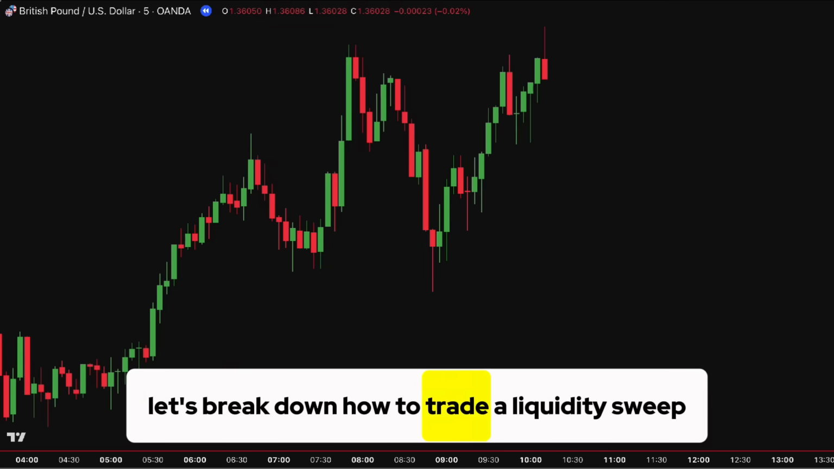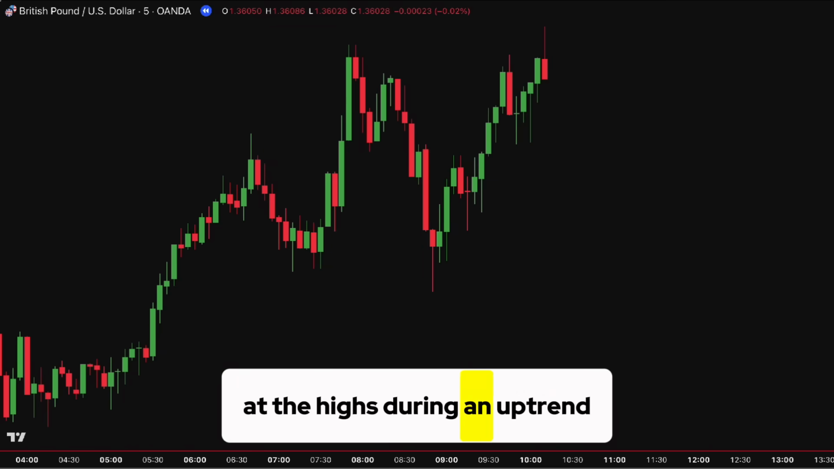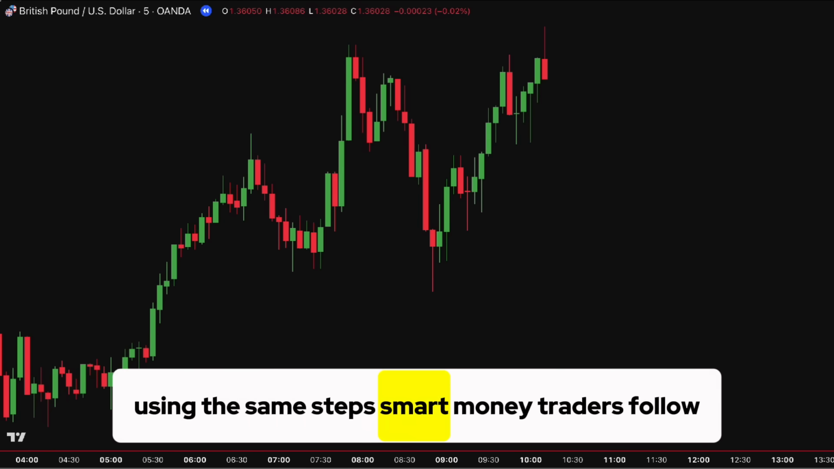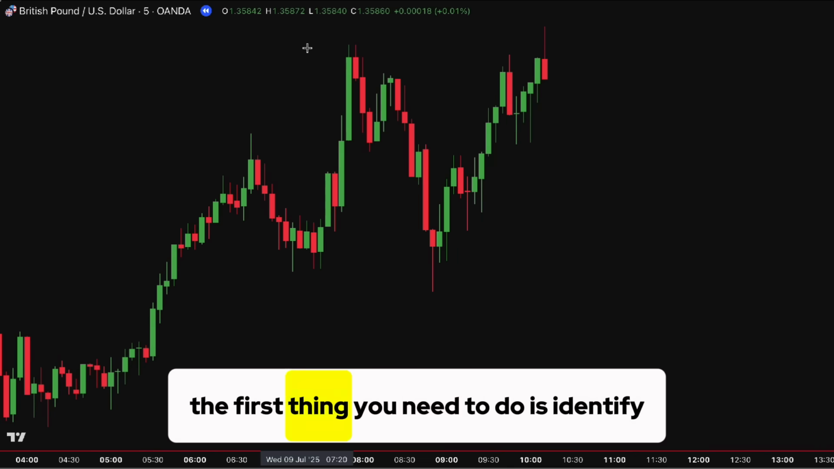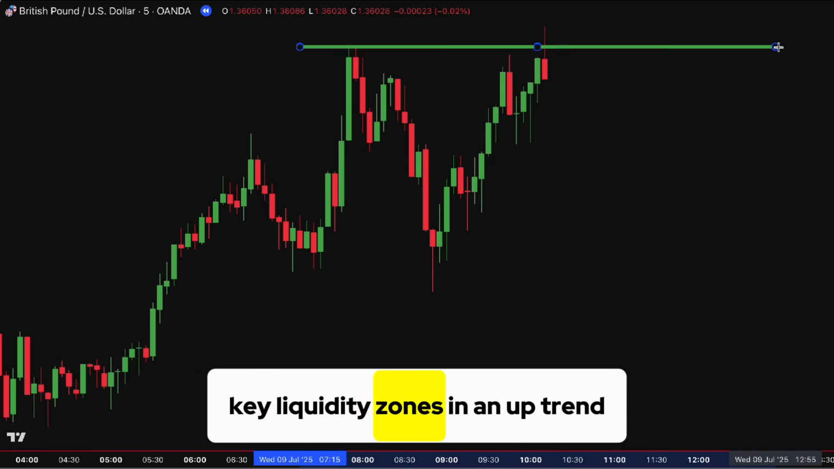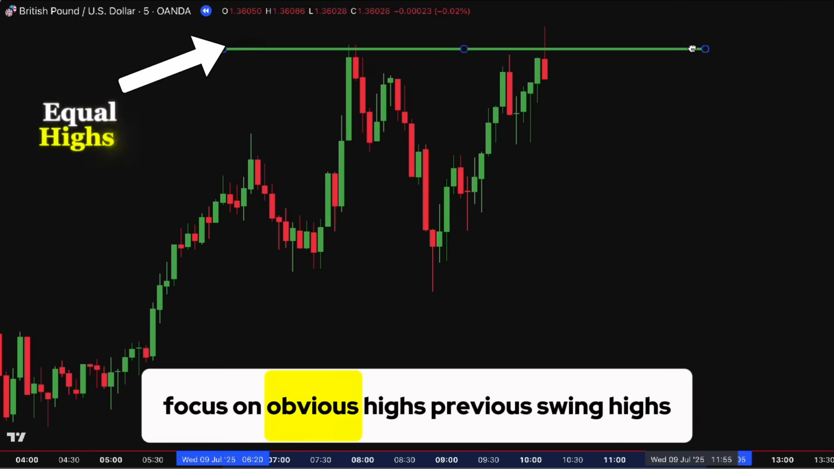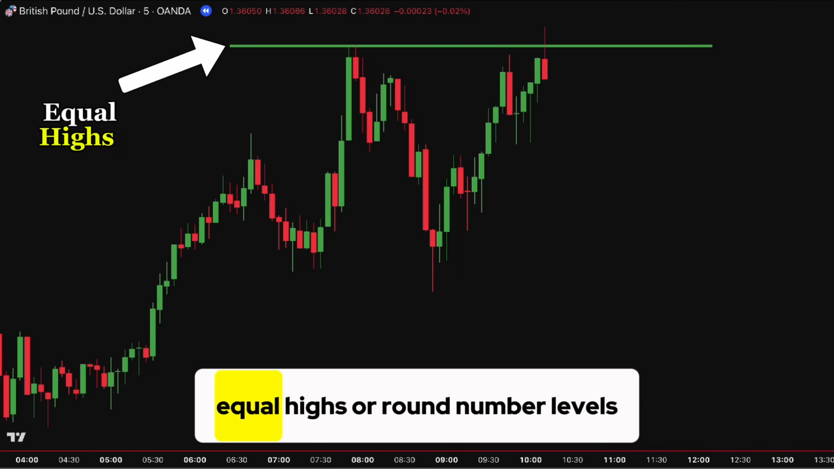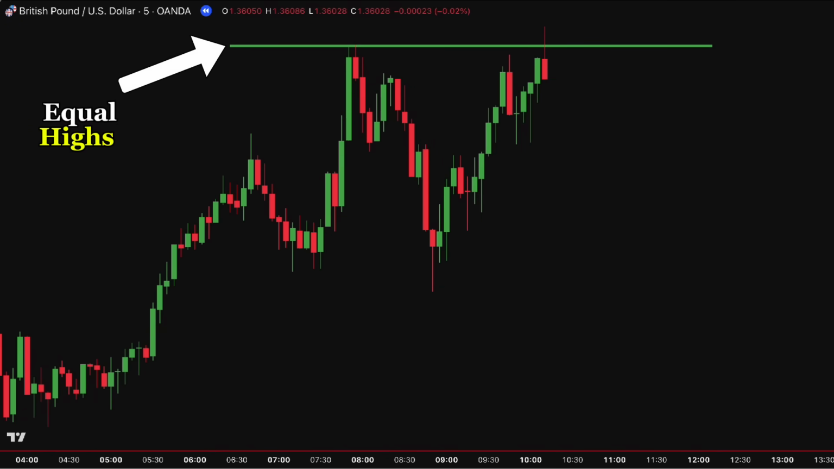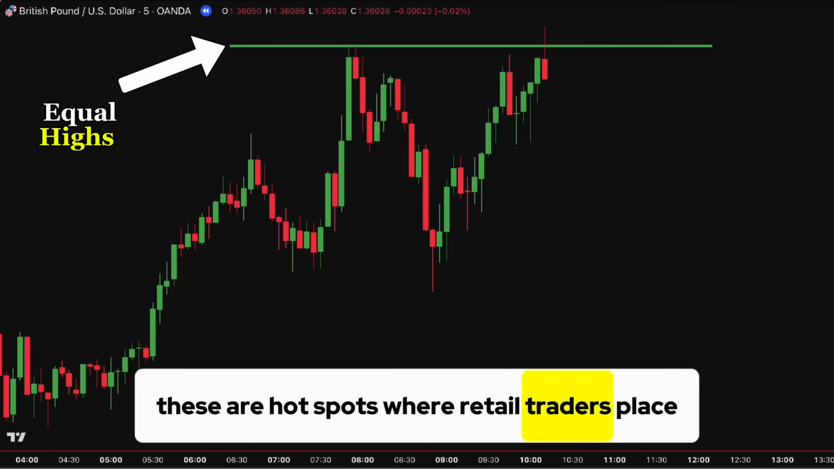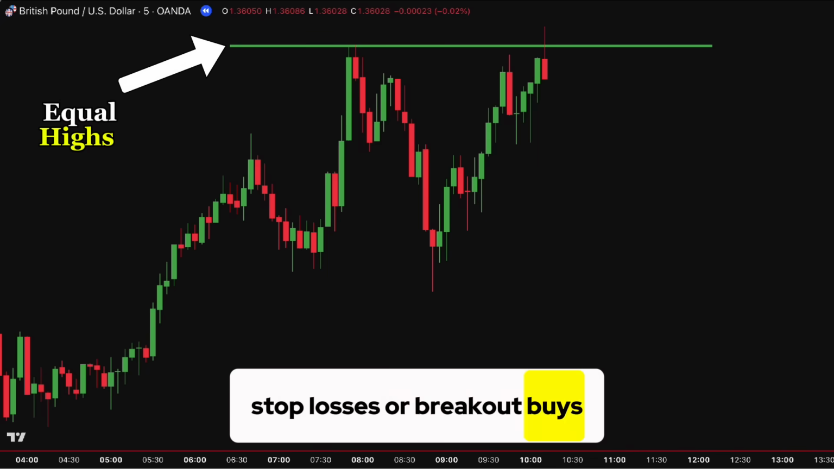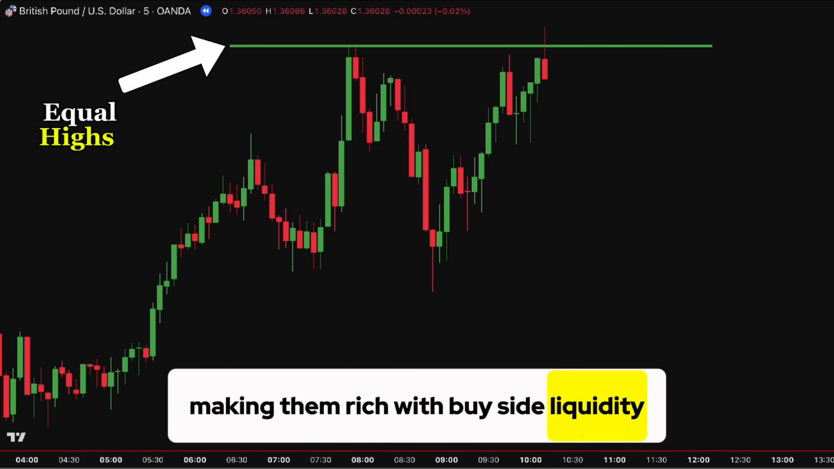Let's break down how to trade a liquidity sweep at the highs during an uptrend using the same steps smart money traders follow. The first thing you need to do is identify key liquidity zones. In an uptrend, focus on obvious highs, previous swing highs, equal highs, or round number levels. These are hotspots where retail traders place stop losses or breakout buys, making them rich with buy-side liquidity.